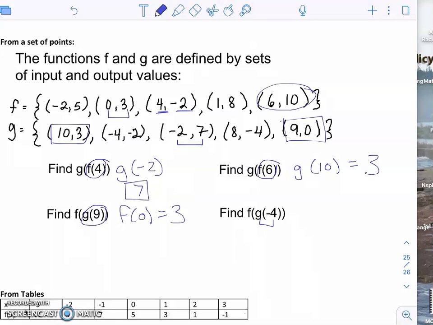So g of negative 4. Well, here's g of negative 4, it is negative 2. So we have f of negative 2. Negative 2 outputs and gives us a 5.